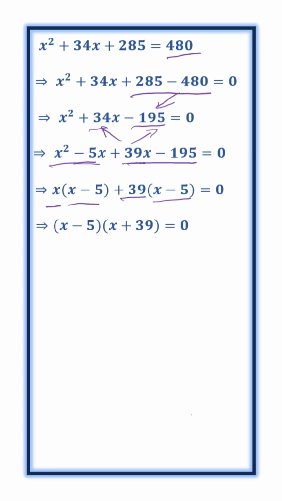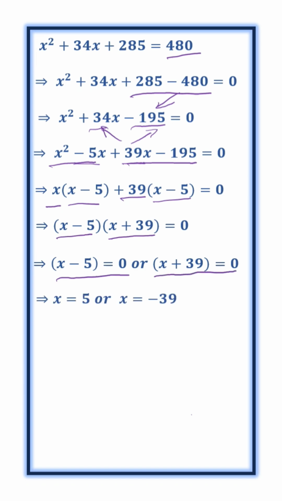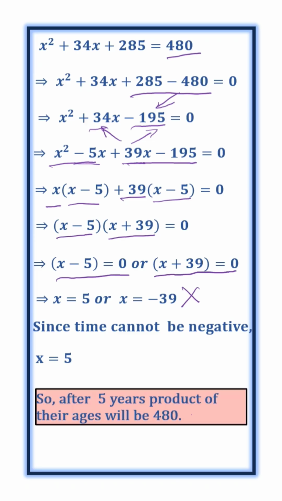So now x minus 5 is equal to 0 or x plus 39 is equal to 0. So x is equal to positive 5, x is equal to 5 or x is equal to negative 39. Since time cannot be negative, this value has been discarded. It is an invalid value. x is equal to 5. So after 5 years, the product of their ages will be 480. This is the final answer.